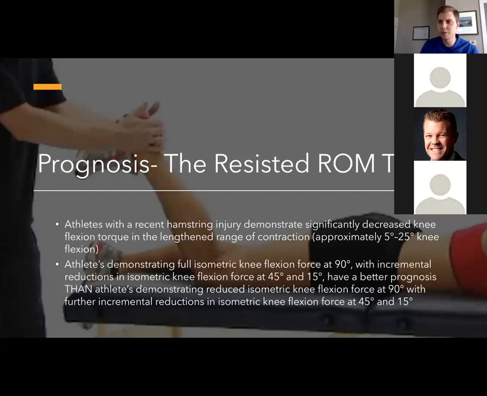So athletes typically demonstrate full isometric knee flexion at 90 degrees. So that's going to be their strongest point. And they found that athletes who have a significant weakness at that 90, 45, and 15 have a worse prognosis than those that have good force at that 90-degree position, that 90-degree position being mechanically advantageous to the hamstrings as they go through that motion. So the thought is that if you're weaker in greater ranges of motion, it's more dispersed injury, and if it's more dispersed, it's going to take longer to essentially heal.